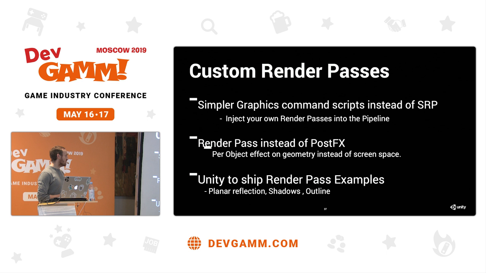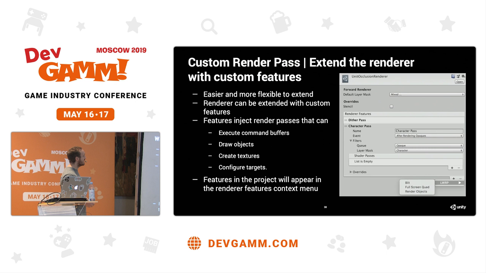So you can do stuff like render passes instead of post effects. You could actually do certain rendering effects per object, on geometry or on game objects, instead of in screen space. You can also see what we're doing with our own render passes: planar reflection, setting shadows, and toon outlines. I'm also going to show you how to create your own render pass with Shadergraph. And then you can extend the renderer, and create your own passes to add on and stack up on top of the existing layer.